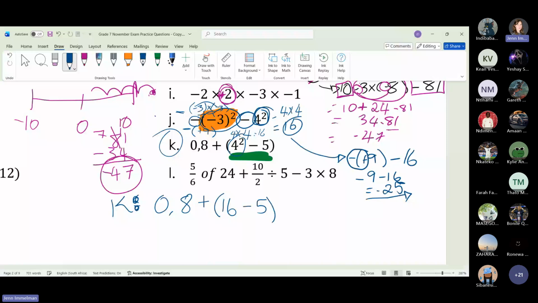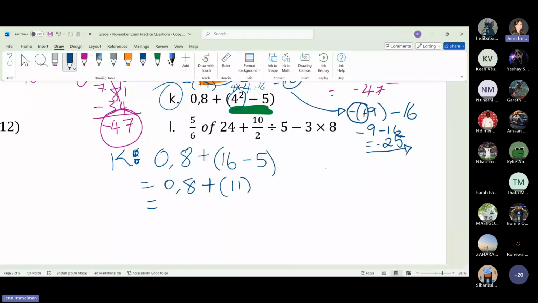Then next step, I do the calculation that is in the brackets. So 16 minus 5 is 11. So I have 0,8 plus 11. This is easy plus. Do not overcomplicate yourself. If I were to do it in column method, 11 plus 0,8, place values, then this is a 0 here. 0 plus 8 is 8, comma stays the same. 1 plus 0 is 1, 1. But do you notice, I can just say 0,8 plus 11 is 11,8.